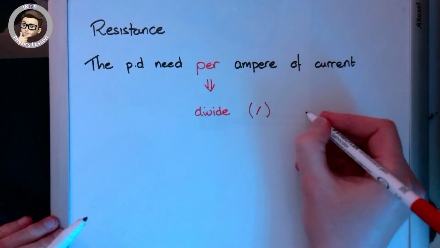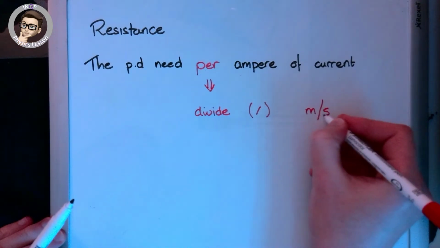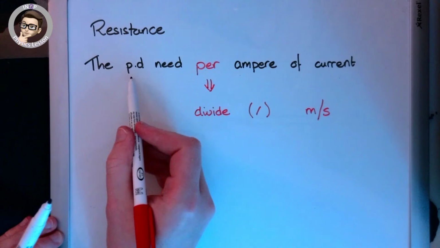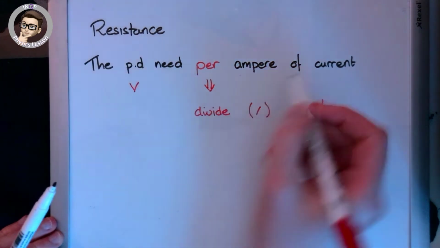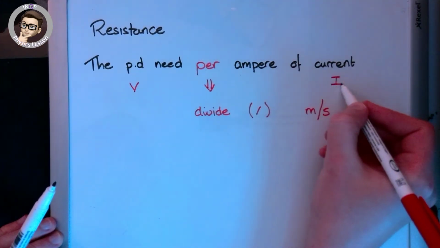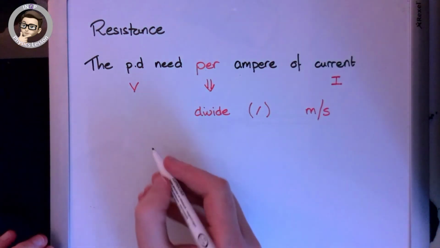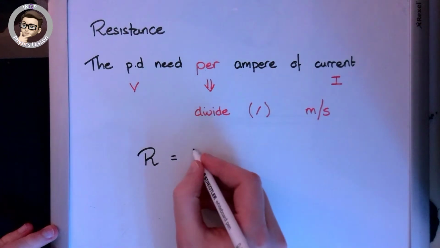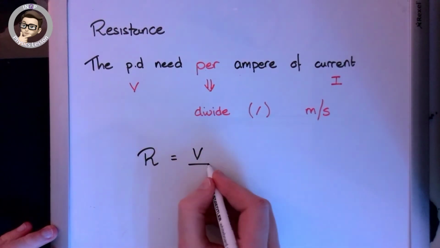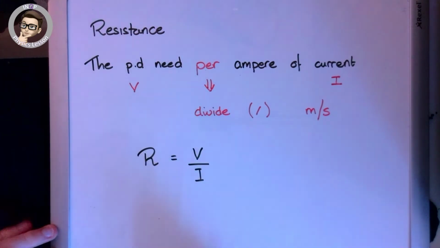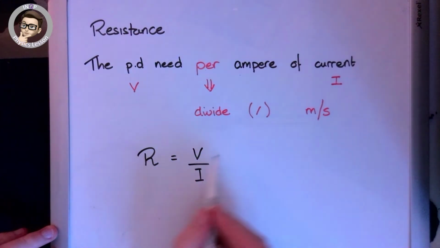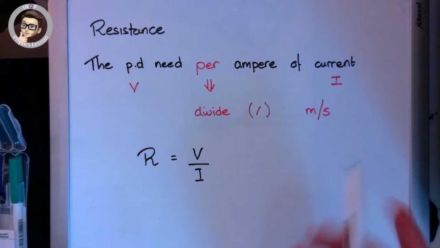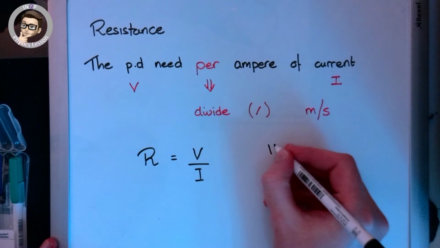We've looked at it before, but meters per second means distance divided by time. In this case, we're looking at PD, which is V, and ampere of current, which is I. So we can say our equation is going to be resistance, R, is equal to potential difference, V, per current, I. So you can see that we built our equation by using that word per. We can define our letters as well, so let's make sure we do that.